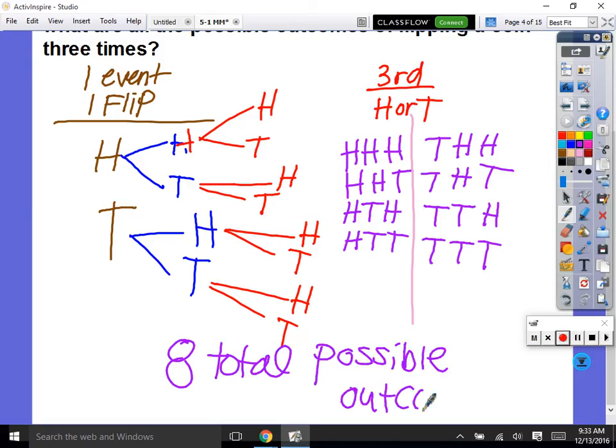Okay, what I want you to do now is, if I said to you, what's the possibility that you got tails, tails, tails? How many times did that happen? 1 out of 8. So that would be our probability. So what I want you to do is flip the coin 3 times.